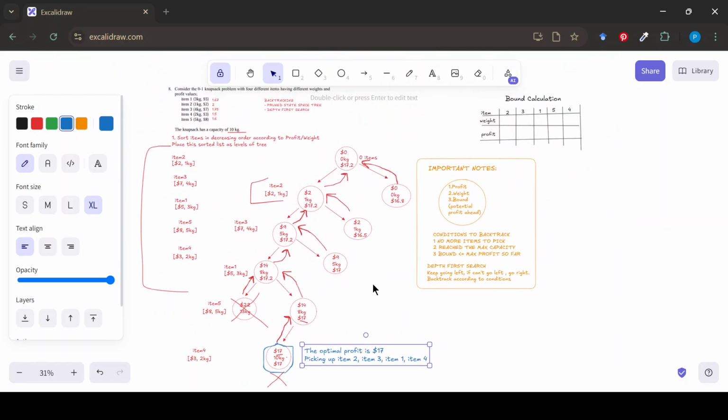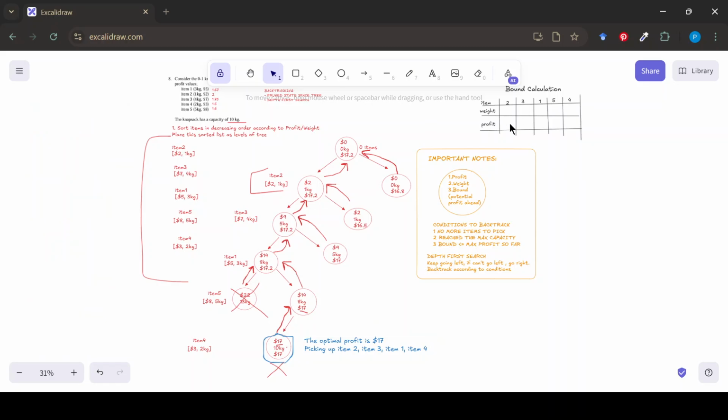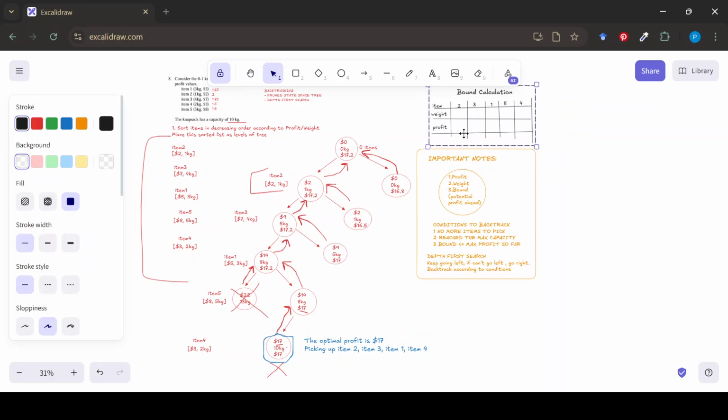Okay, so the important things to remember is, first, sort the items in decreasing order according to the profit per weight, and this will be the levels of your tree. Second, every time you go left, you are picking up an item, and every time you go right, you are not picking up the item for that level. And third, you need to find the profit so far, the weight so far, and the bound. The bound is the potential profit by considering the potential items you can pick up.